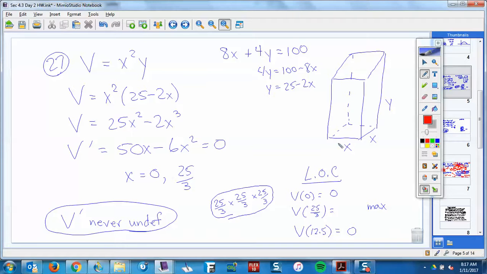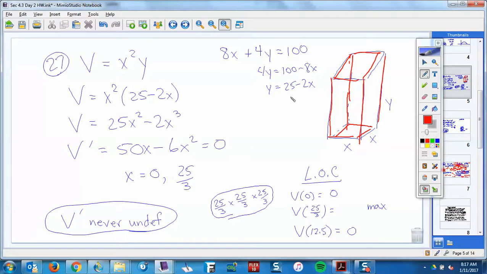So if we're going to do volume, that's again x squared times y. How much wire do we have? We have 100. Well, what do you got? You got x, x, x, and x, x, x, x, and x. You got 8x, right? You got 8 pieces that are x long. And then you got 4 pieces that are y long. So your skeleton of this thing is going to need 4 pieces that are y long, and that has to add up to 100.